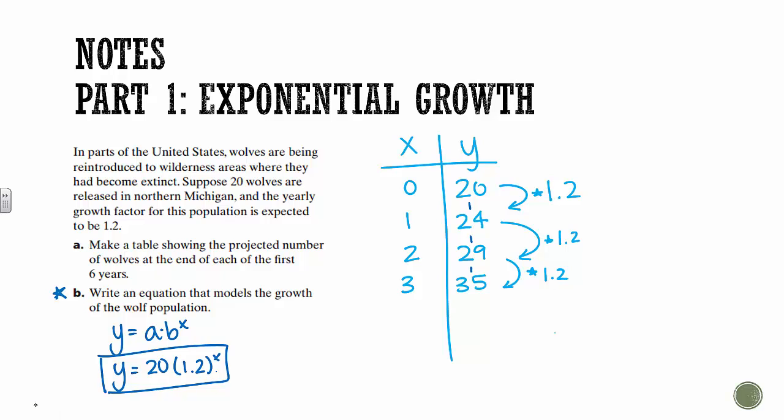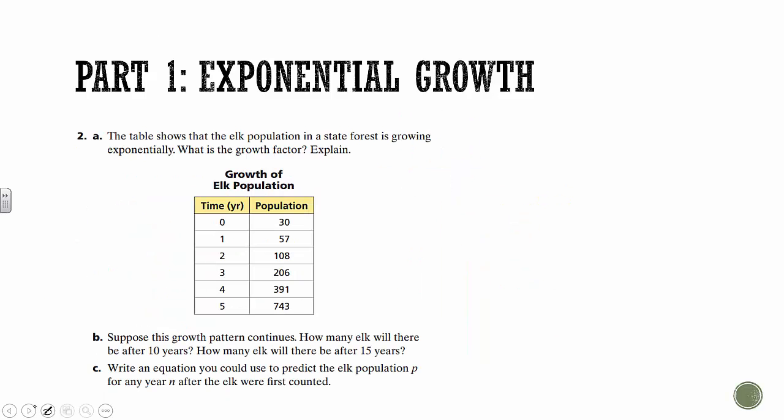So now let's do one that's a little backwards. I'm going to give you a table, and you need to find the growth factor. So what we're looking for here is we have an elk population that starts off at 30, and in 1 year it jumps to 57. So we're trying to figure out, what did we multiply by to go from 30 to 57? What can we multiply 57 by to go from 57 to 108? So the opposite of multiplication is going to be division. That's what we're going to do.